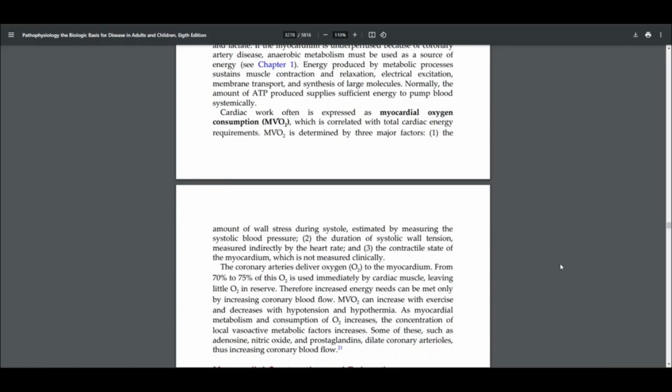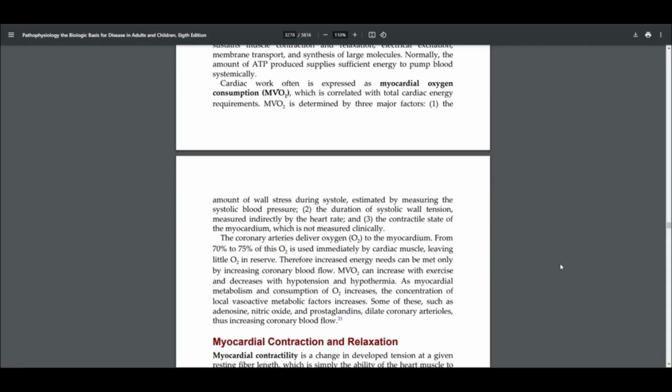As myocardial metabolism and consumption of oxygen increases, the concentration of local vasoactive metabolic factors increases. Some of these, such as adenosine, nitric oxide, and prostaglandins, dilate coronary arterioles, thus increasing coronary blood flow.